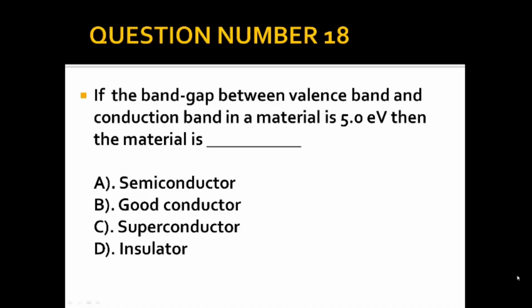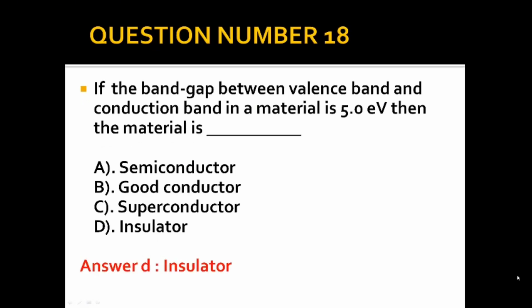Question number 18 says, if the band gap between the valence band and conduction band in a material is 5.0 electron volts, then the material is dash. Is it a semiconductor? Is it a good conductor? Is it a superconductor? Or is it an insulator? Let's analyze. And I said the answer is insulator.